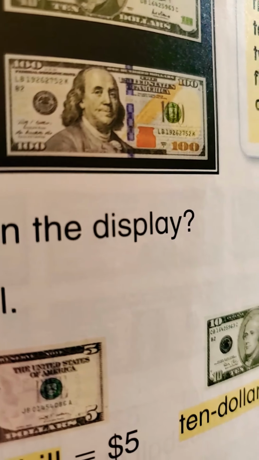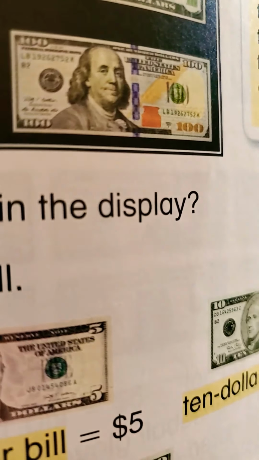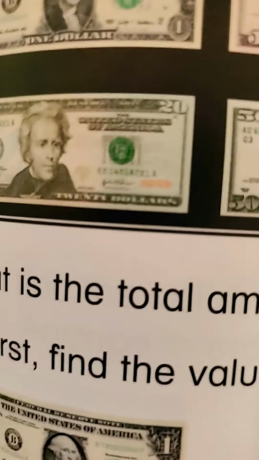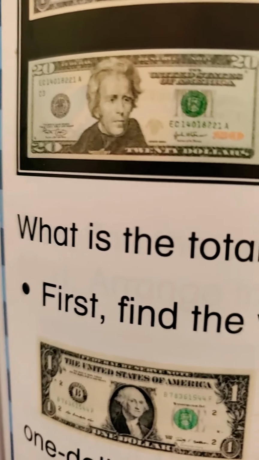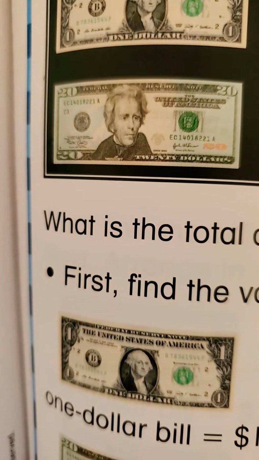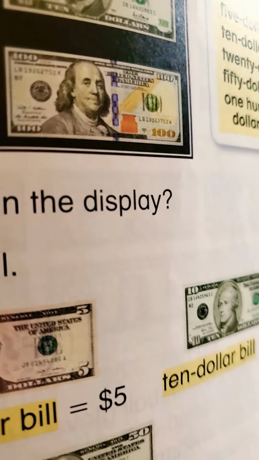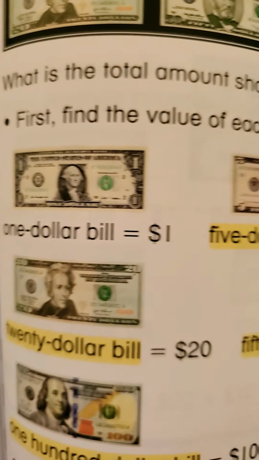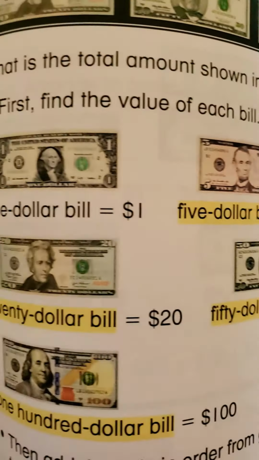So that's basically what you have to learn: if you have a big number like 100, several smaller bills could be equal to that. For example, 5 $20 bills equals one $100 bill. All right, because if you add 20 plus 20 plus 20 plus 20 plus 20, you're going to equal 100, right? So anyway, first, what is the total amount shown in the display?